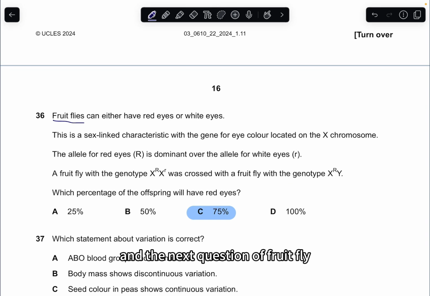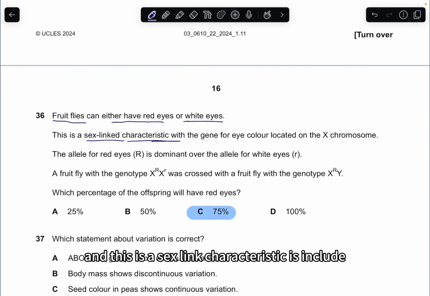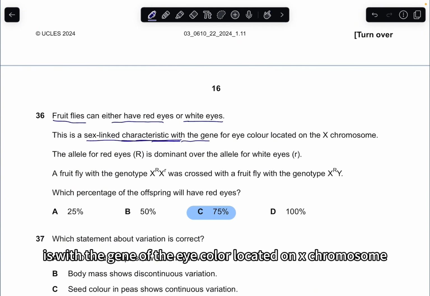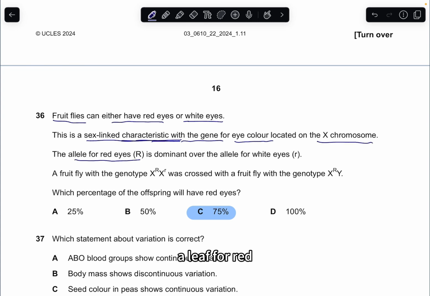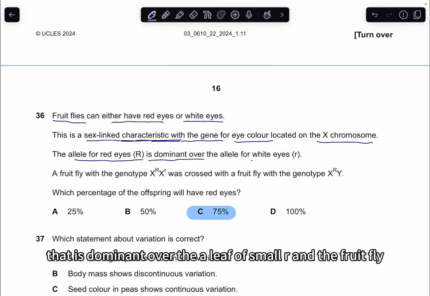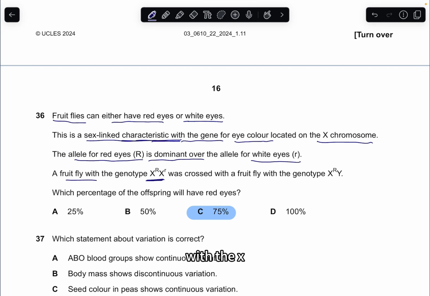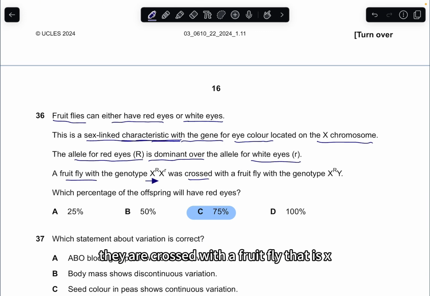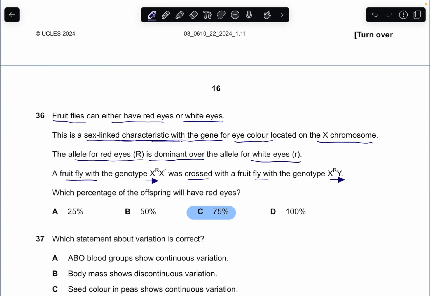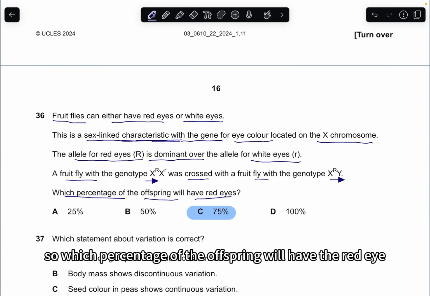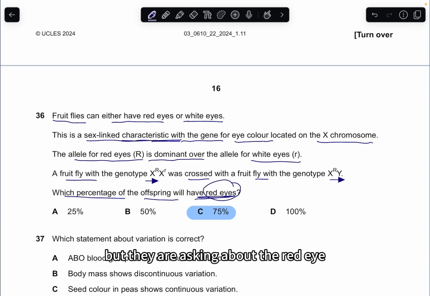And the next question: fruit flies can either have red eyes or white eyes, and this is a sex-linked characteristic, with the gene for eye color located on the X chromosome. The allele for red eye is capital R, which is dominant over the allele small r. A fruit fly with X capital R and X small r is crossed with a fruit fly that is X capital R and Y. Which percentage of the offspring will have red eyes? So they are asking about the red eye.